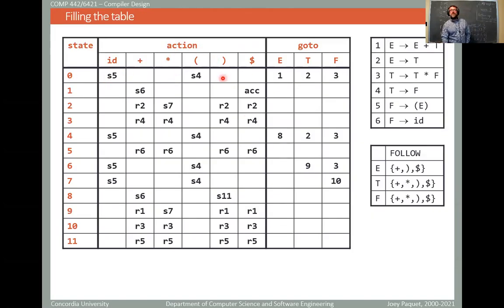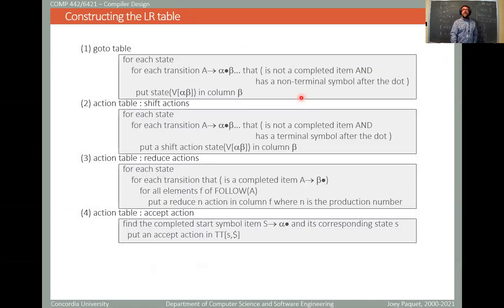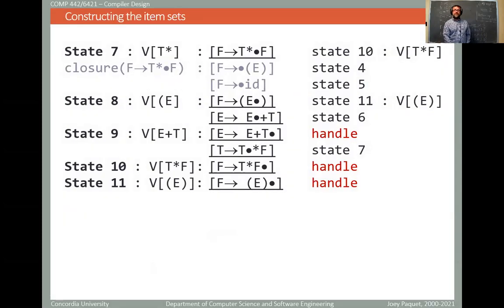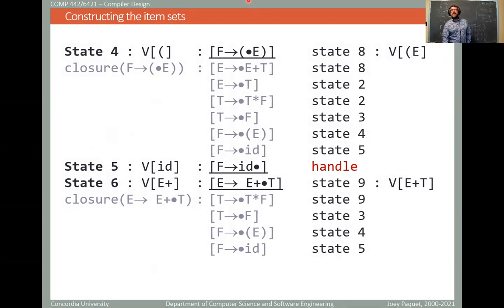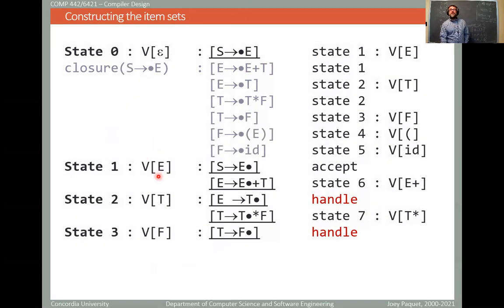So state 0: E, T, F, 1, 2, 3. Okay, so you see that the go-to table is kind of sparse here. So you will not find so many of these. These are essentially those where you created a transition, the transition being a non-terminal symbol. Okay, so that's it for state number 0.